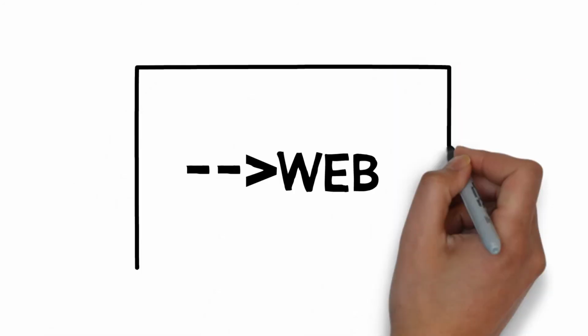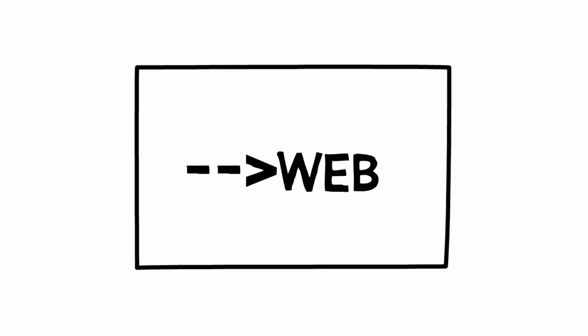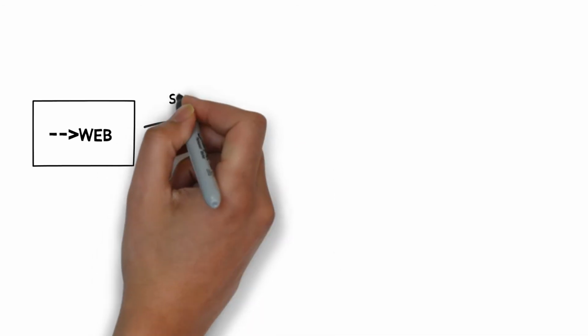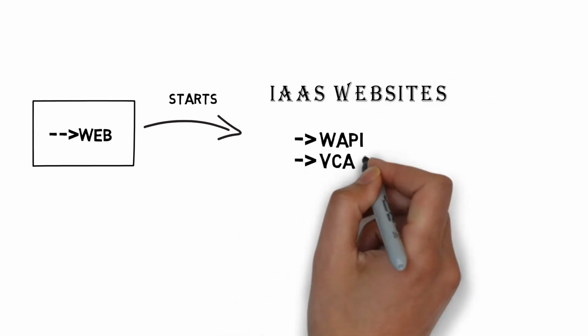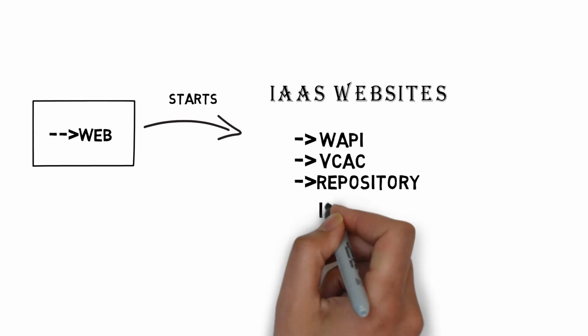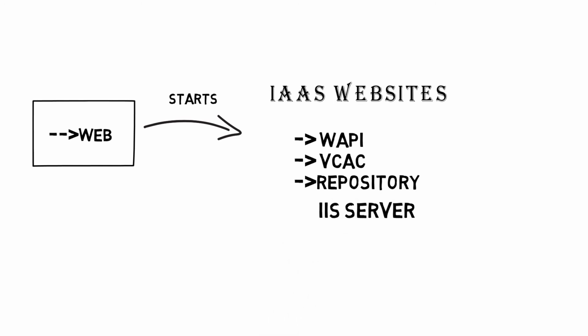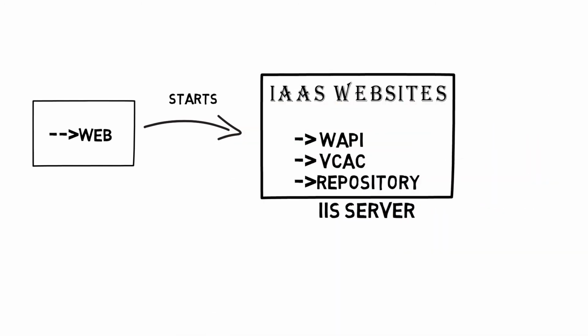Next up, let's discuss the model manager web component. We are going to install model manager web on all the web servers, unlike its data counterpart. As soon as we install it, it starts three websites on the Internet Information Server. The websites are the huapi, the vCAC, and the repository. These websites are collectively called the IES website or the IES web. There, you know another component now.